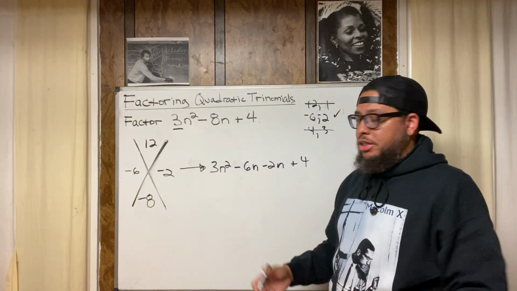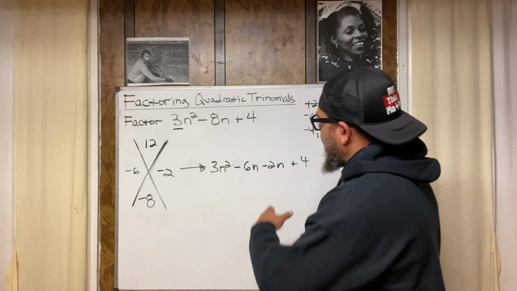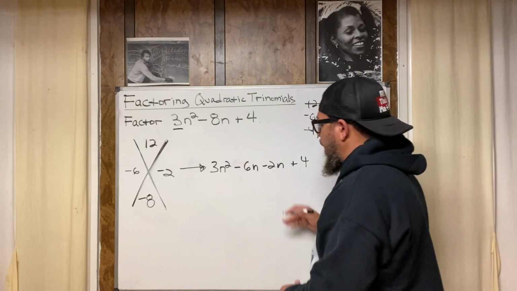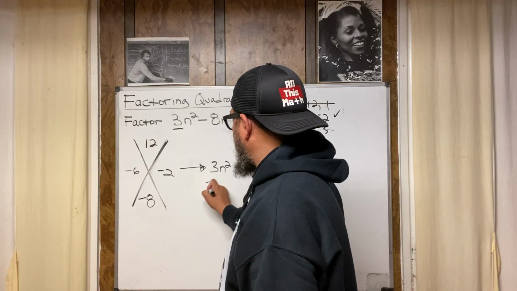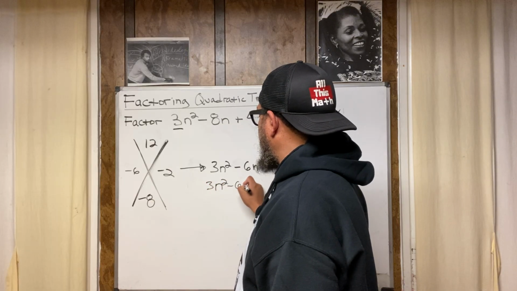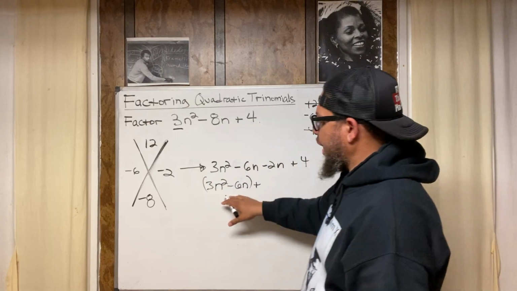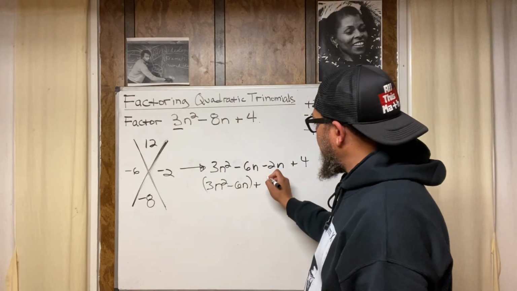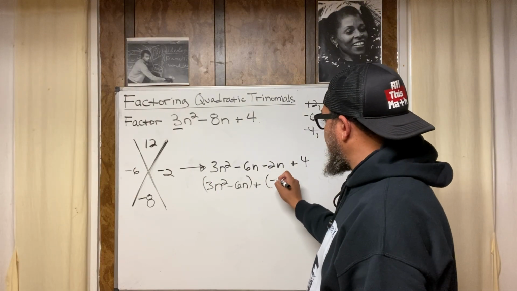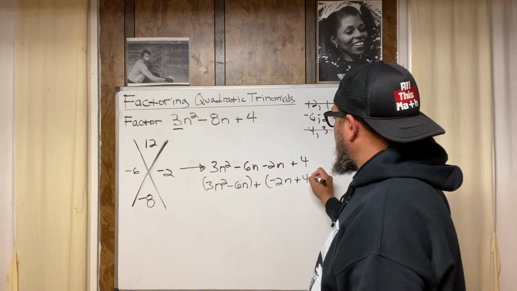Now, because this third term is negative, I want to rewrite this like this. 3n squared minus 6n plus, I'm going to put this in parentheses, make this look like a binomial. I'm going to say plus, and I'm going to put these 2 terms together as a binomial, right?